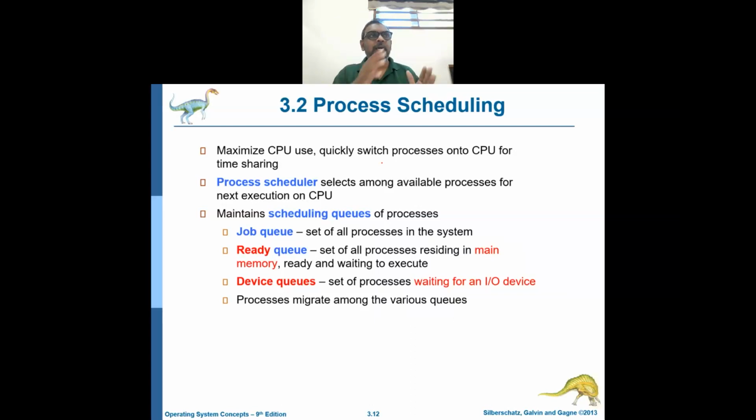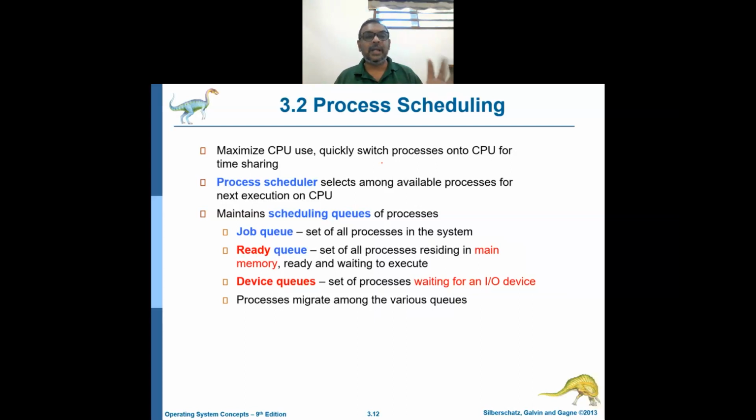Because sometimes the input is being used by another process, so this process has to wait. This process needs to wait for an input from the device. Only then can it continue running.